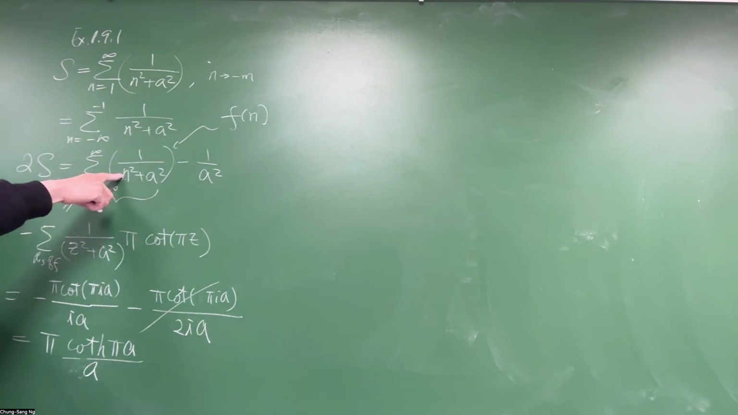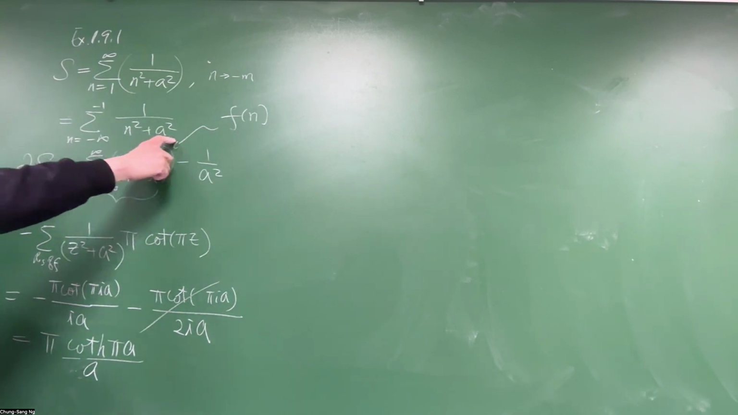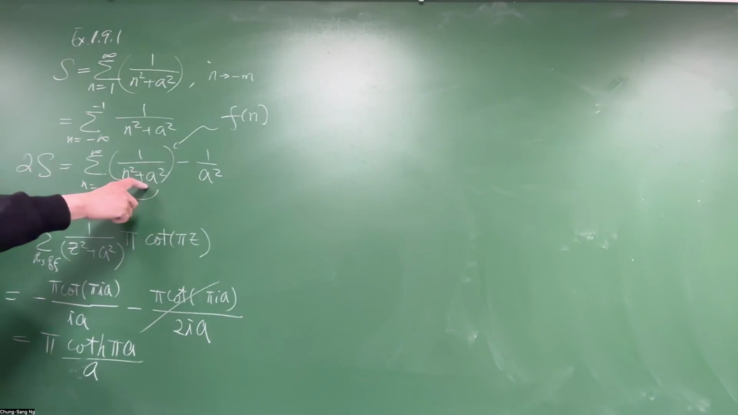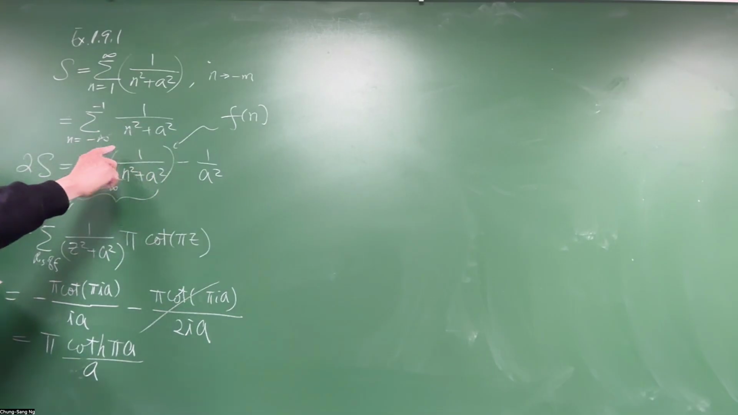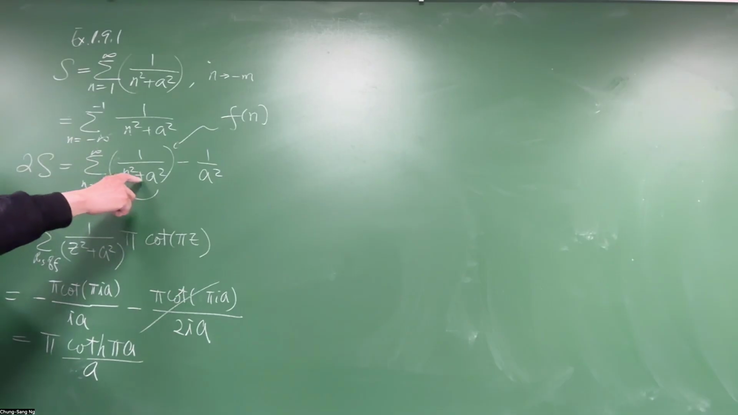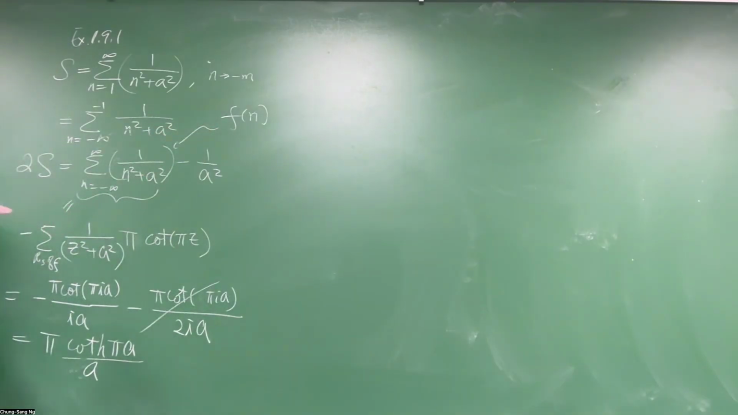Just call this expression a function. So you want to sum over this one. You want this series, right? You want to sum this series, and each term has the expression of 1 over n squared plus a squared, and we call that F. We just give it a name.